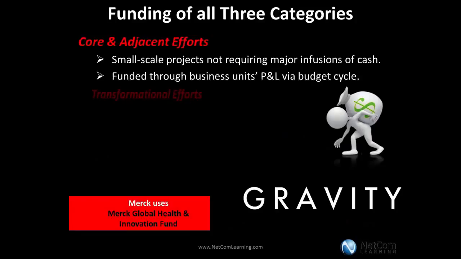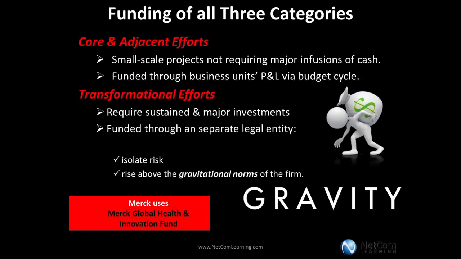Now, how do you fund all these categories? Well, for core and adjacent efforts, you could basically fund these projects through the normal profit and loss, through your normal P&L statement, through the normal budget cycle. But for transformational efforts, those require sustained and major investments. And often they're funded through an entirely separate legal entity to isolate the risk, where a parent company will create a subsidiary, and that parent company will own 100% of that subsidiary, but the risk is isolated, so if the subsidiary were to ever be sued and whatnot, as its own legal entity, the risk starts and ends within that subsidiary. In fact, an example would be that Merck uses Merck Global Health and Innovation Fund to isolate their risk for their transformational projects.